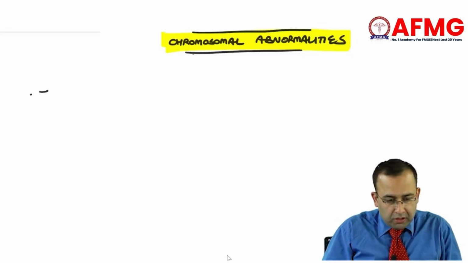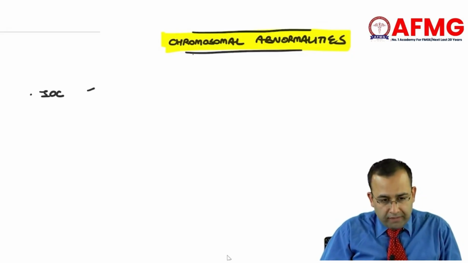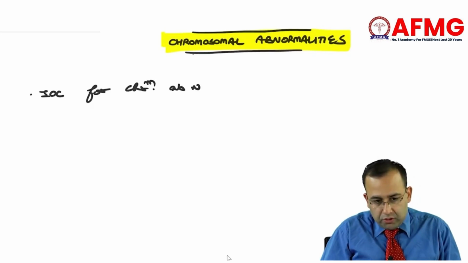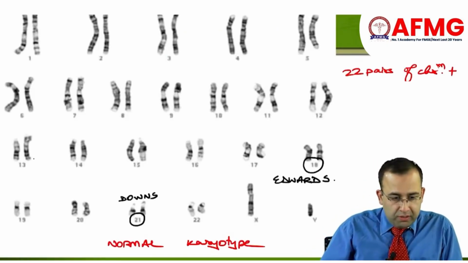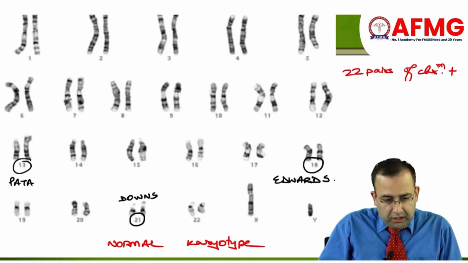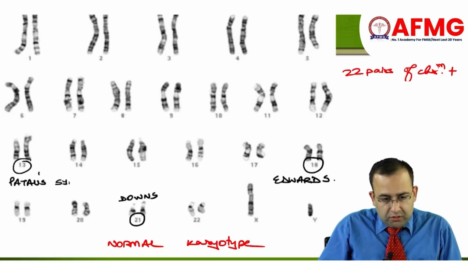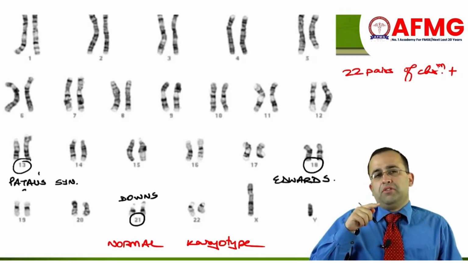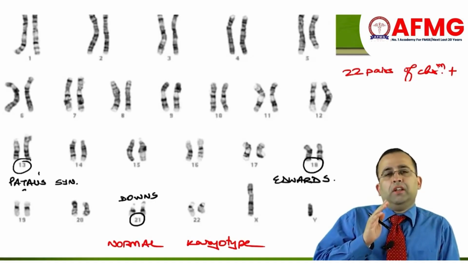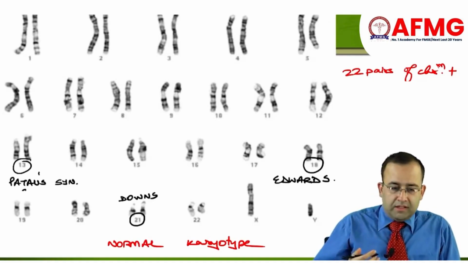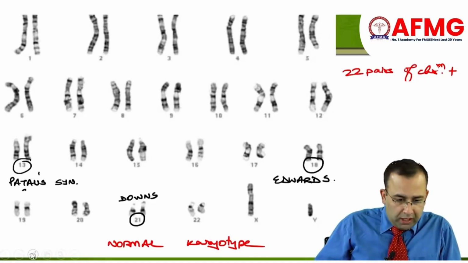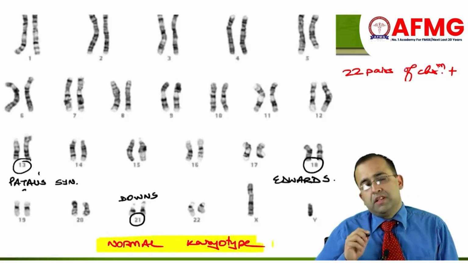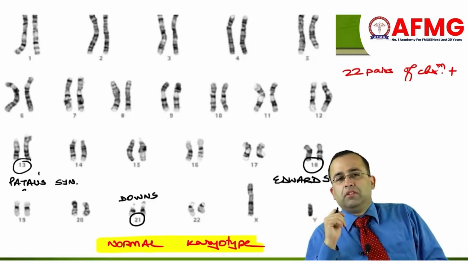First, tell me, what is the investigation of choice, IOC, for chromosomal abnormalities, versus trisomy 13, that is Patau's syndrome. Patau's has a T coming, so trisomy 13 is Patau's. This is a nice normal karyotype. This is what you have to see when you get karyotype analysis.